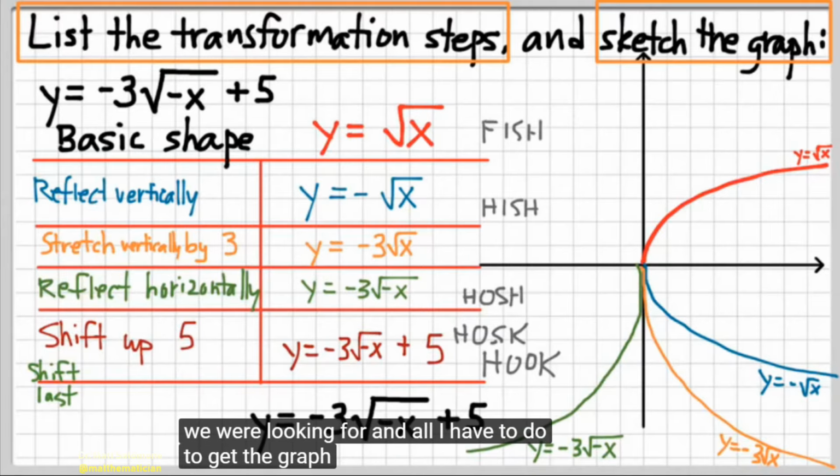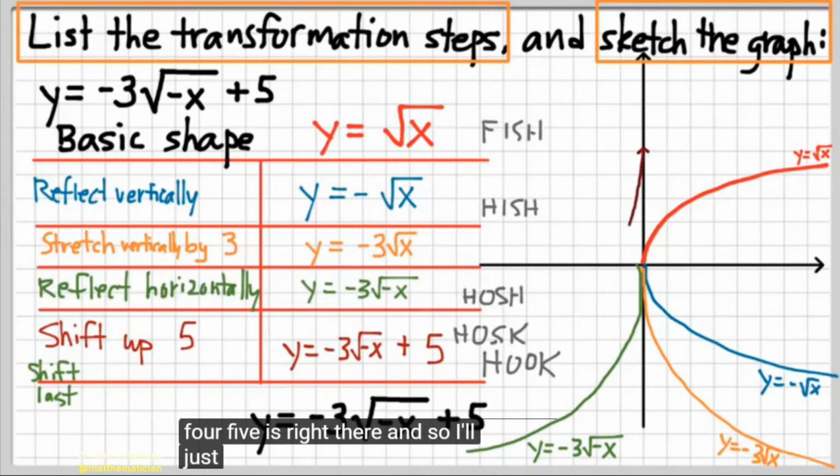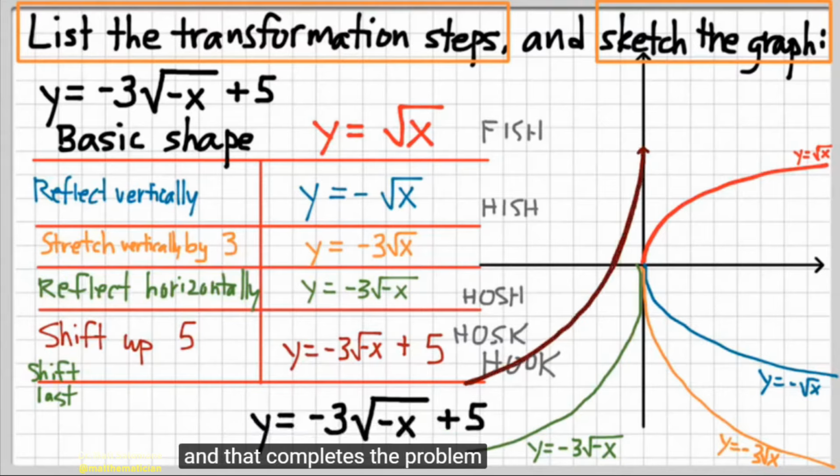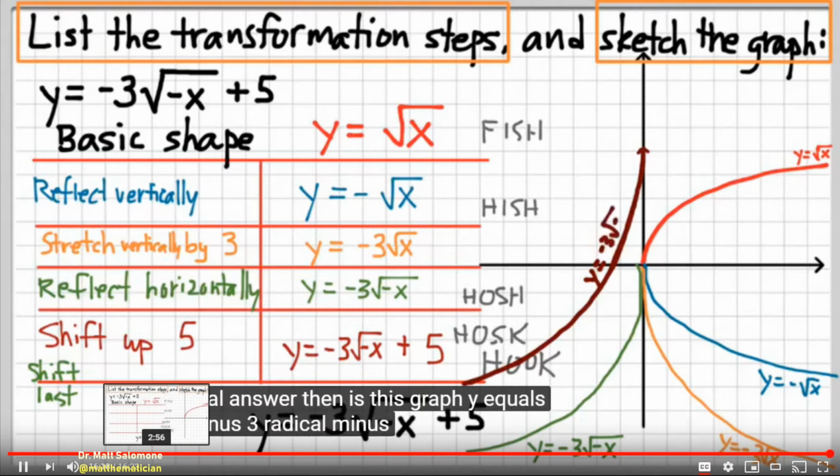And all I have to do to get the graph is take this green curve and just bump it up by 5 units. And then we'll be done. So 1, 2, 3, 4, 5 is right there. And so I'll just sketch that in. And that completes the problem. So our final answer then is this graph. Y equals minus 3 radical minus x plus 5.